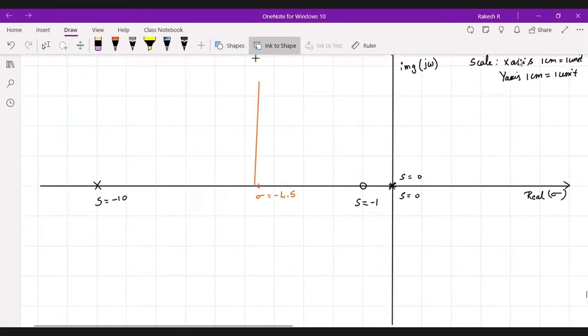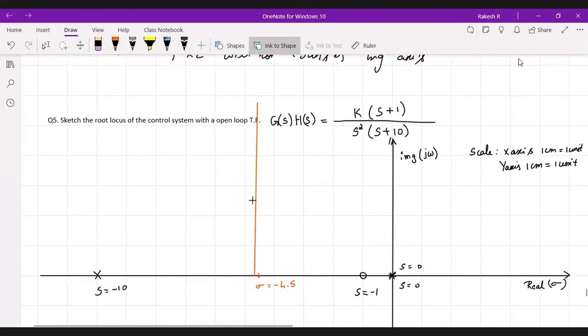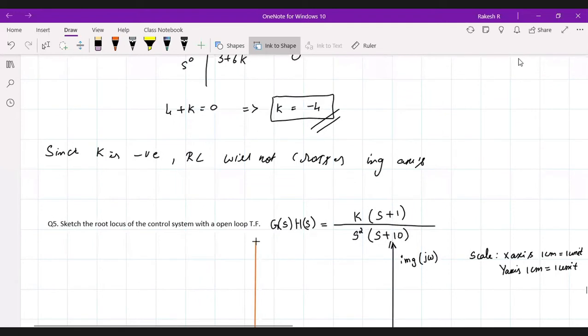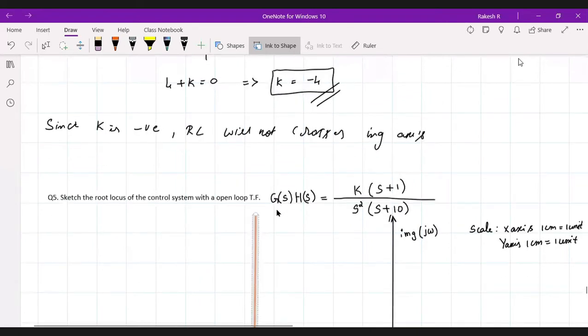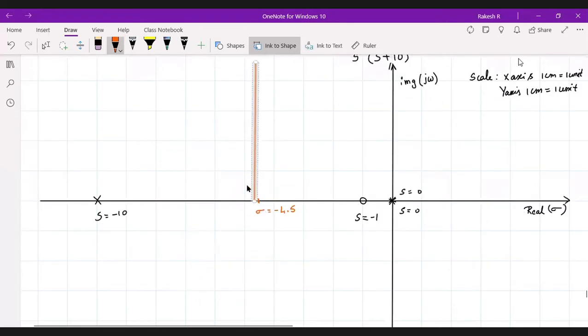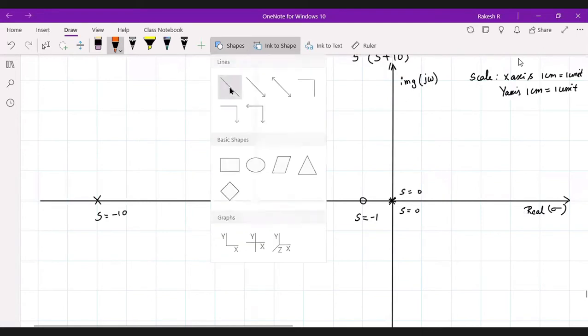This is 90 degrees, one asymptote, and another one is 270 degrees.